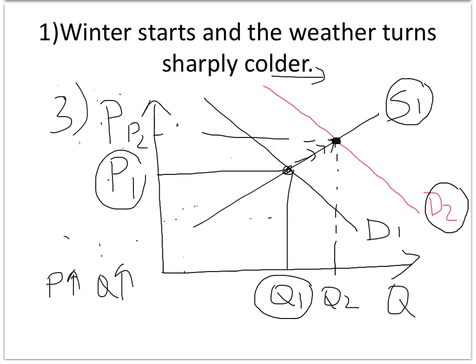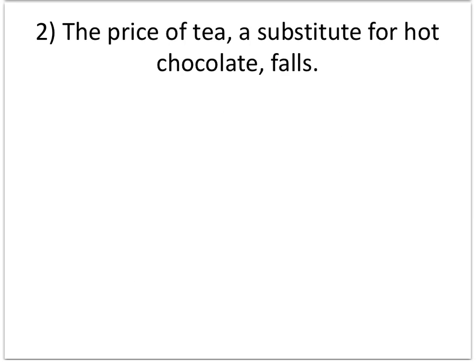Okay. Let's look at the second case. The price of tea, a substitute for hot chocolate, falls. So the two of them have a similar taste, okay? They are both hot and they satisfy similar desires for the customers. And when you look at the hot chocolate price, the price of tea falls.